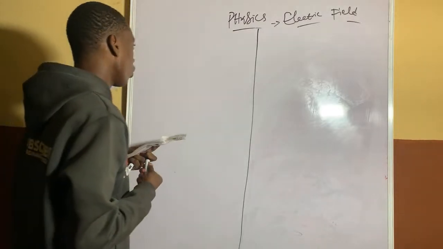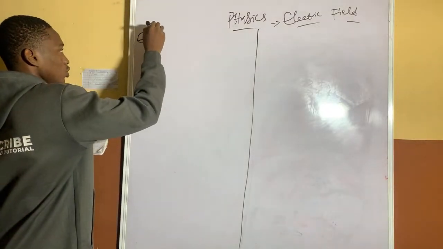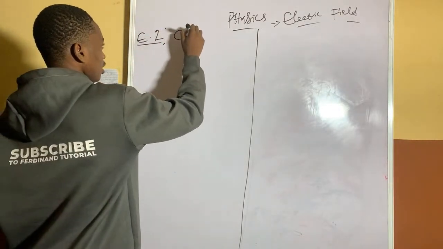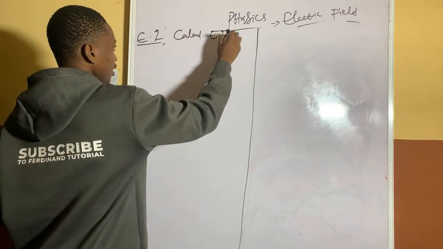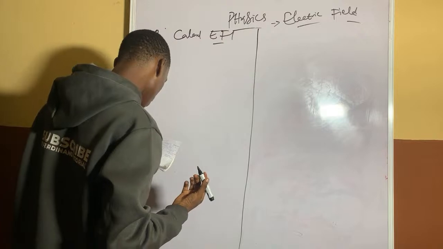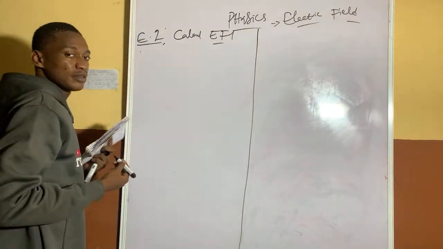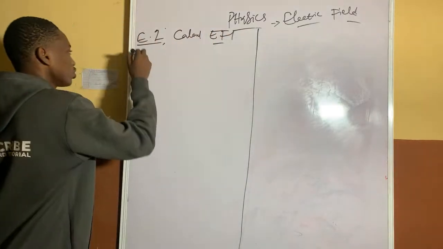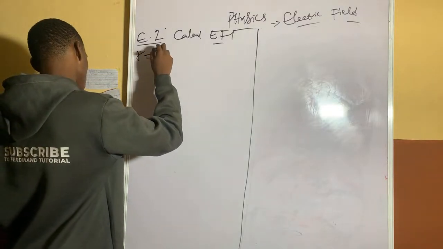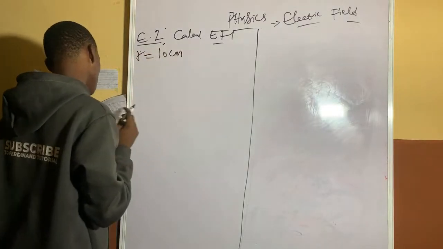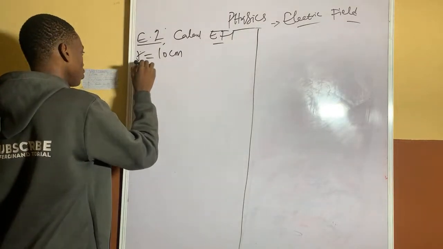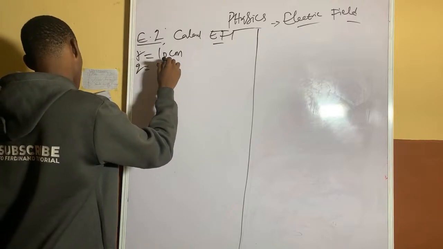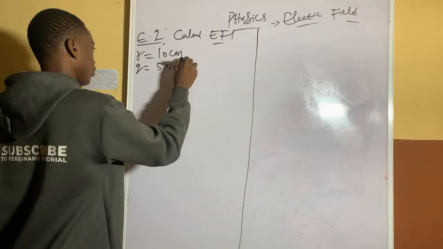Now, let's look at this example 1 in electric field intensity. They say calculate electric field intensity in a vacuum at a distance. They give us distance. Remember, in electric field, whenever we talk about distance, it is just R. So I'm going to say R is equal to 10 cm. Now, from a charge of, they give us Q. What is the value of Q? Q is 5 times 10 raised to power minus 4 coulomb.